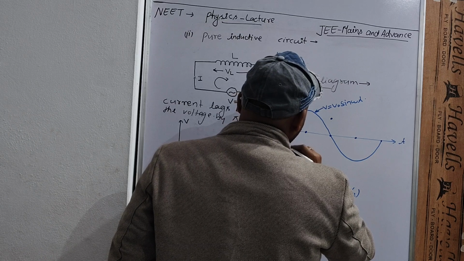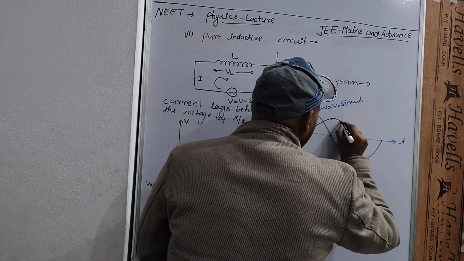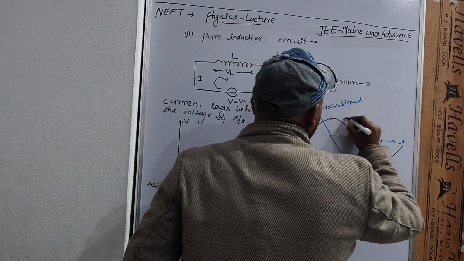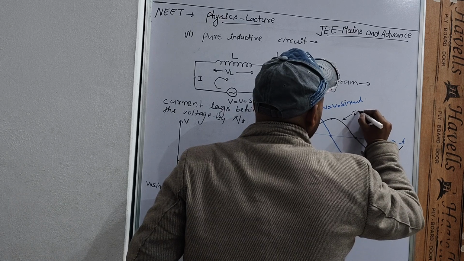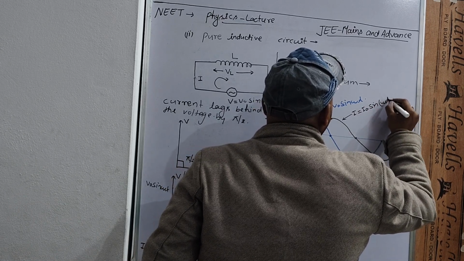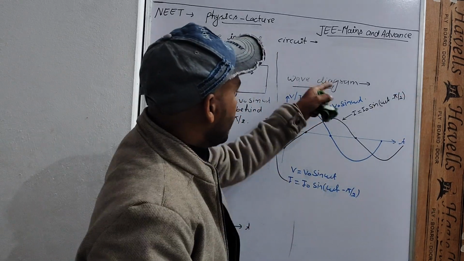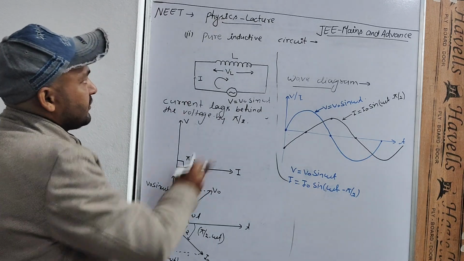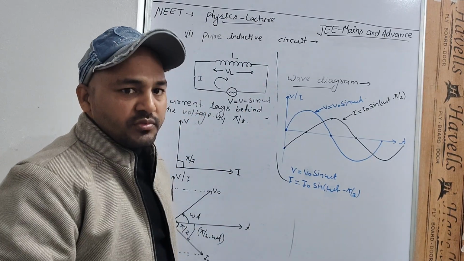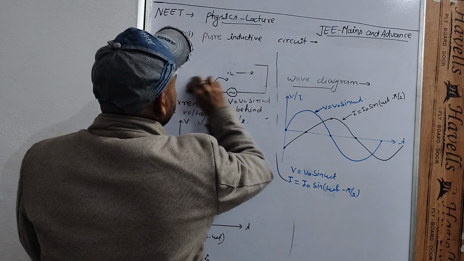Then the graph of current is like that. This graph is for the instantaneous current I is equal to I naught sine omega t minus pi by 2. This is the wave diagram, and this is the phasor diagram for the pure inductive circuit. Now we move to our next topic, which is the pure capacitive circuit.